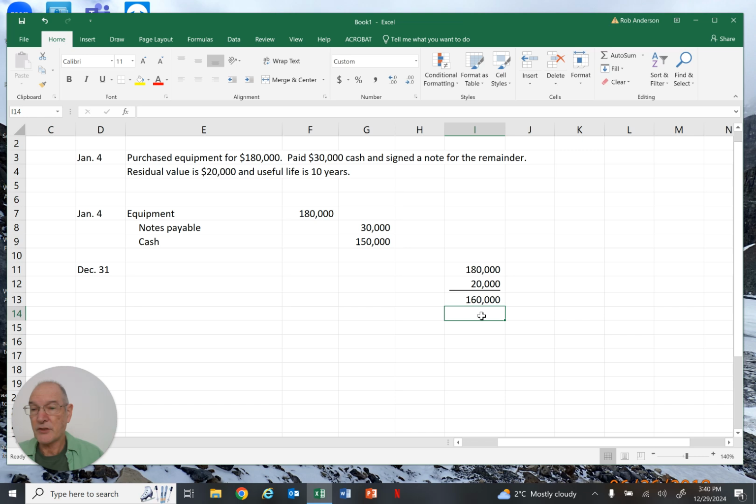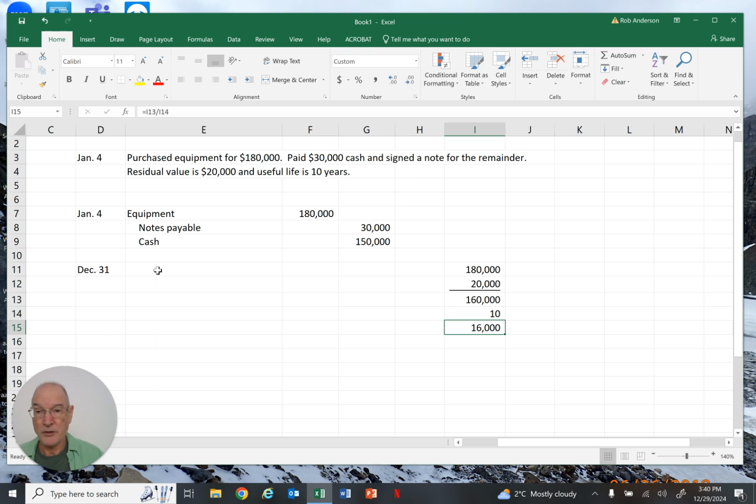Now, it's going to last us 10 years, we think. So we're going to divide by 10. We're going to take our 160,000 amount to be depreciated and divide it by the 10 years. Now that gives us 16,000 a year. Now in this first example, we're recording a full year's depreciation, and we've just calculated the amount as 16,000. That wasn't too tough, was it?